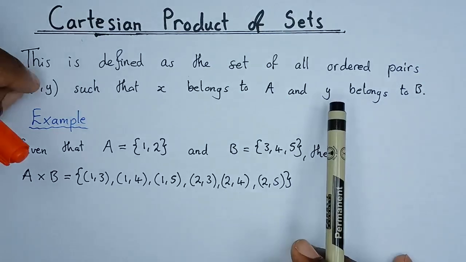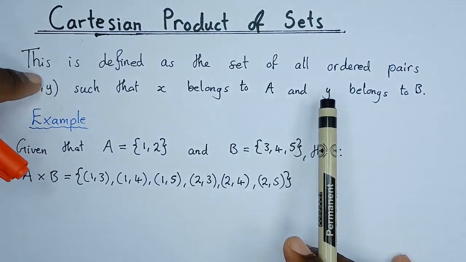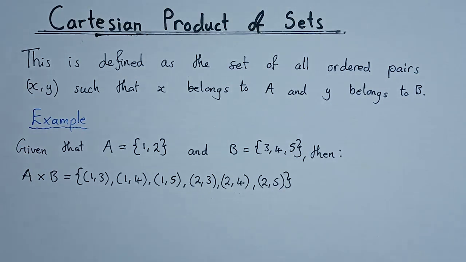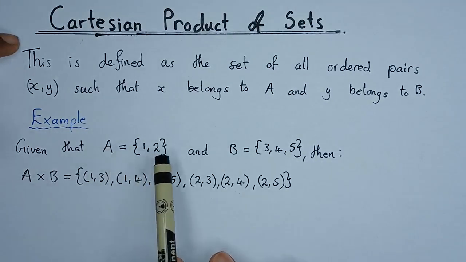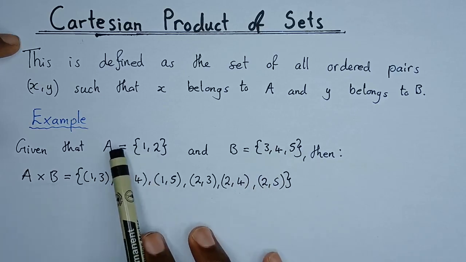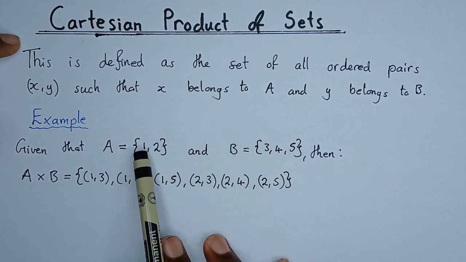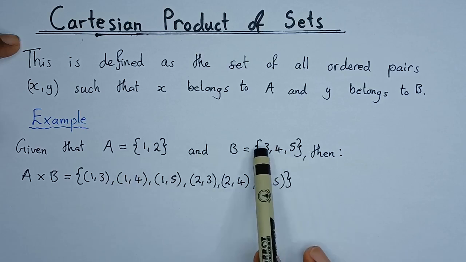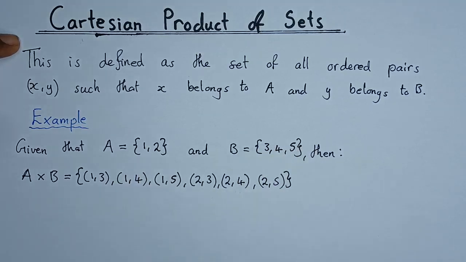In other words, if you have a pair like this one, the first element belongs to the first set, and the second element belongs to the second set. For example, we've been given that set A has 1 and 2, and set B has 3, 4, 5. If we want to find the Cartesian product of A and B, each element in A must be multiplied with every element in B. By multiplied, in this case, we're just talking about being paired.